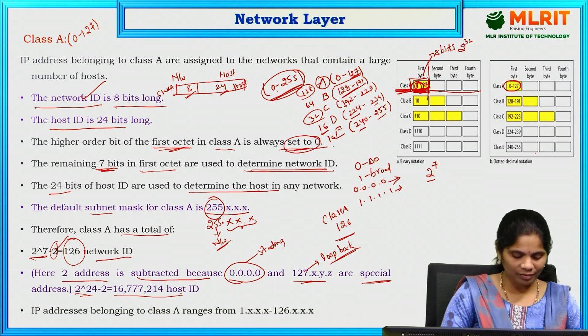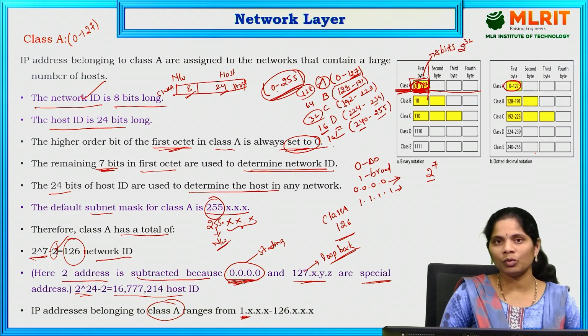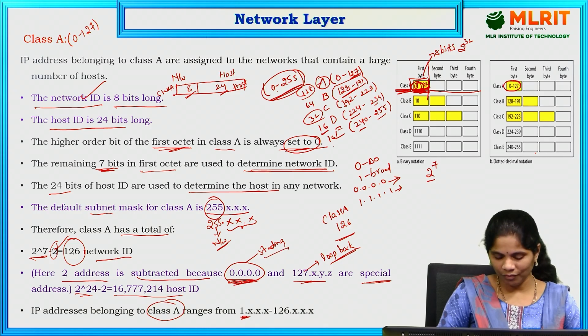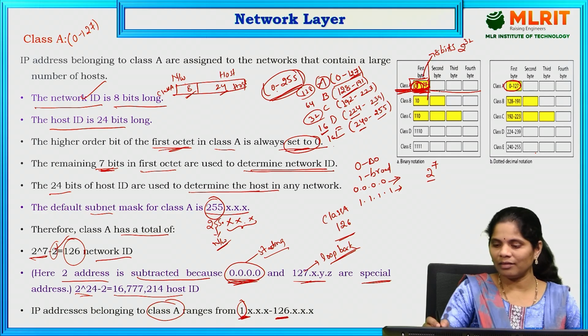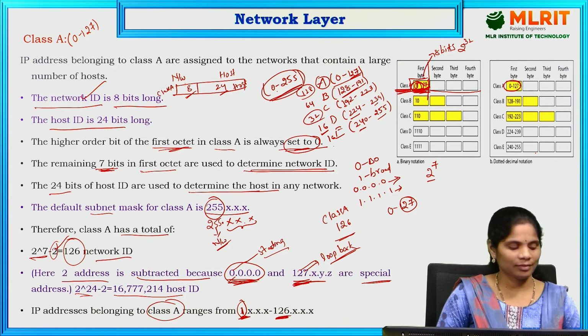The IP address range of this particular class A starts from 1, because 0 is going to be used for starting. That's why we are starting with 1. Only we are talking about network address, 1 till 126. The range is still what? 0 to 127 only. But 127 is used for what purpose? Loopback function. That's why we are eliminating 0 and 127. We are writing starting with 1 and ending with 126. This is the range of class A.